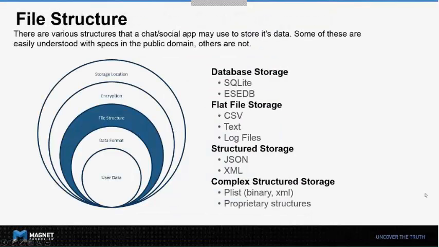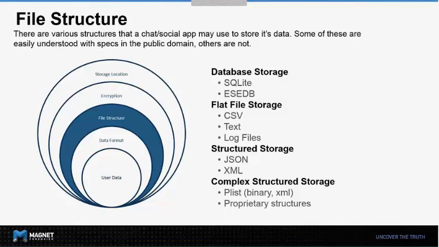So the third layer of complexity here is file structure. You've probably seen this in many different apps, but there are various structures that a chat or social app may use to store its data. Some of them are easily understood with specifications in the public domain, things you can Google, things you can find on the internet. Some are not. Some are complex and proprietary.